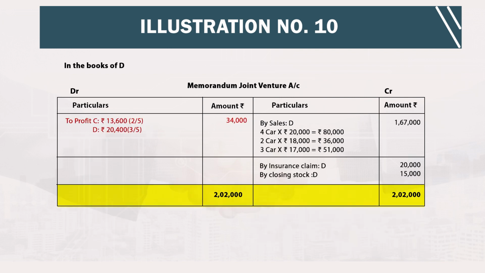Make total on both sides rupees 2,02,000. There is a difference on the debit side, rupees 34,000. This is known as the net profit of the memorandum joint venture account. This profit will be apportioned among C and D in the ratio of 2:3. So, C will get 13,600 and D will get 20,400.